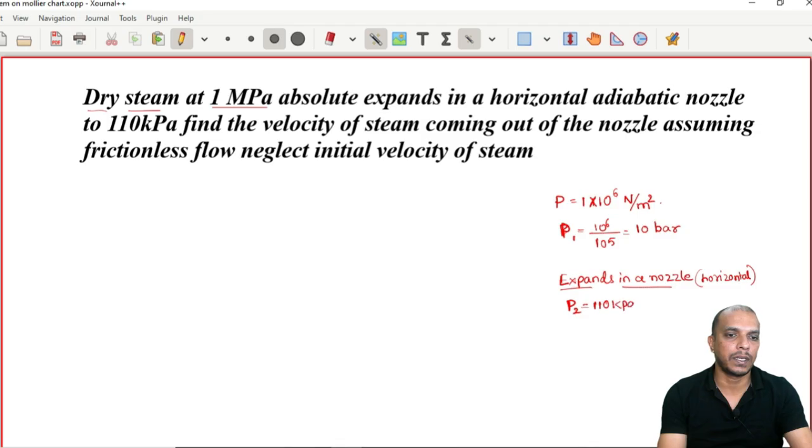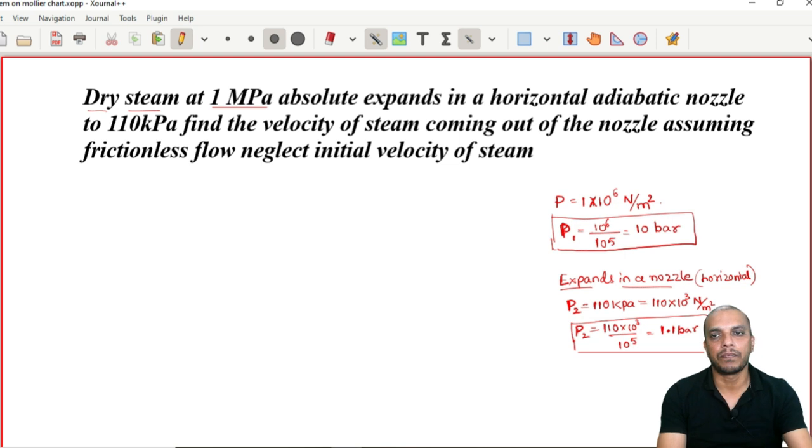Again, the same thing here. We wanted the pressure in bar. So, I will write this as 110 into 10 power 3 Newton per meter square. And I know the conversion from Newton per meter square to bar is divide by 10 power 5. So, this will be 1.1 bar. So, P2 is 1.1 bar. There is an expansion of the steam from 10 bar to 1.1 bar. Find the velocity of the steam coming out of the nozzle.